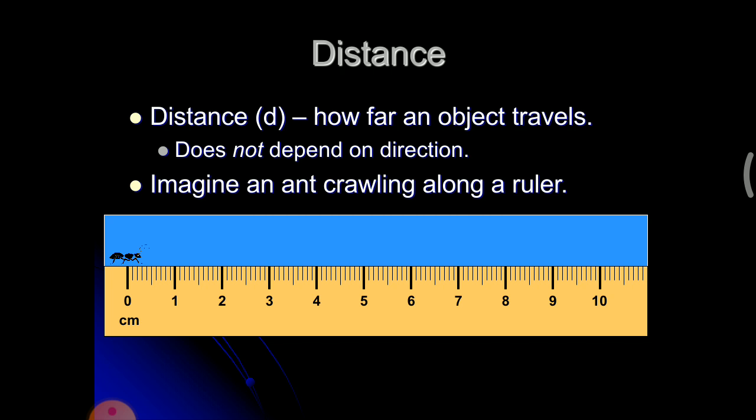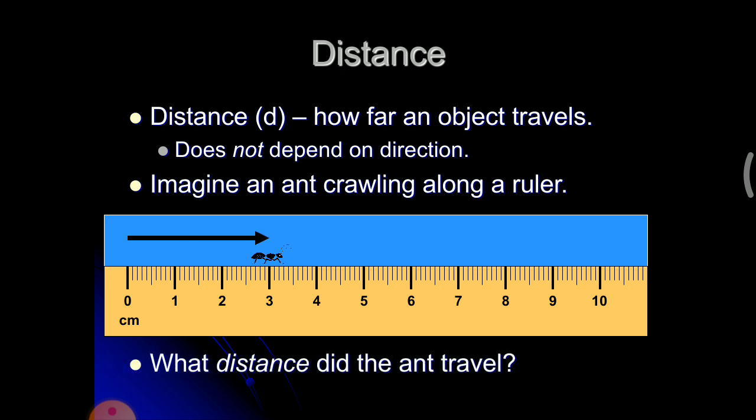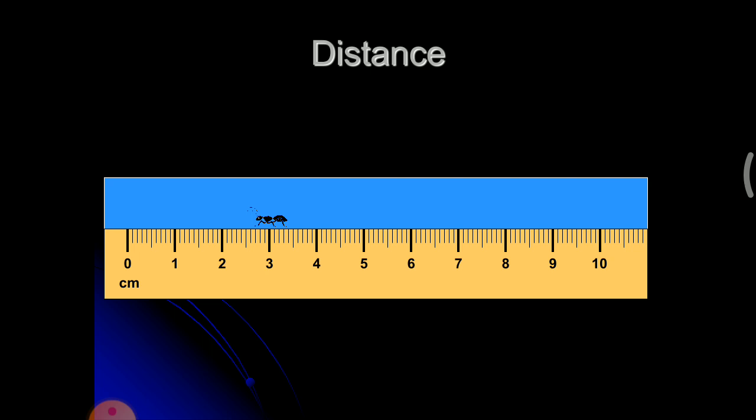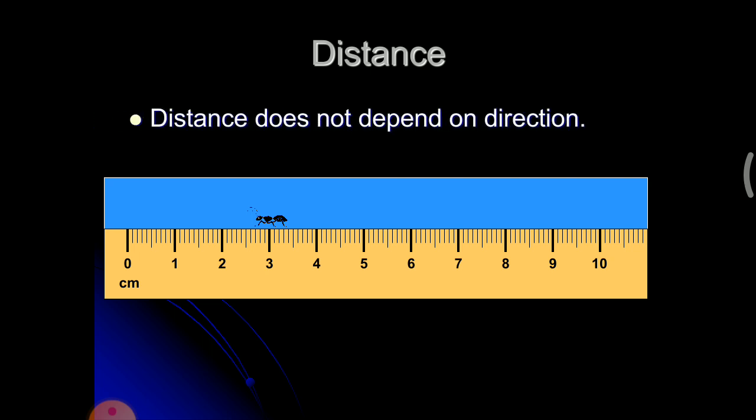Imagine an ant traveling along a ruler. What distance did the ant travel? It traveled a distance equal to 3 centimeters. Here I did not mention any direction. I just represent the magnitude of the distance along with the unit. The magnitude is the number, the unit is centimeter. The ant traveled 3 centimeters. Distance does not depend on direction.